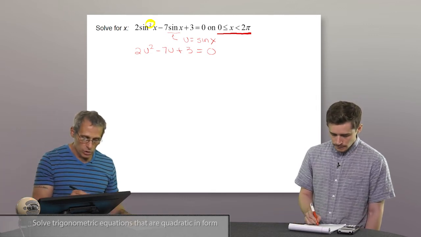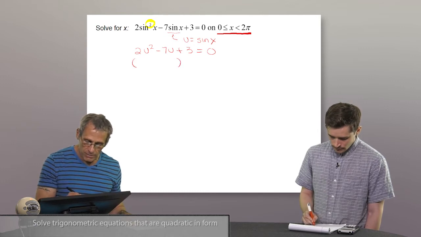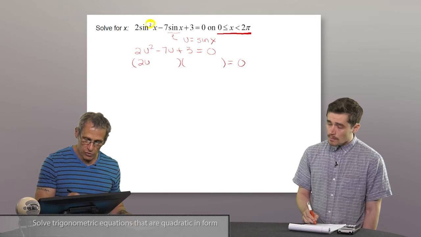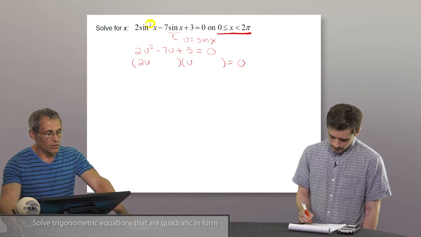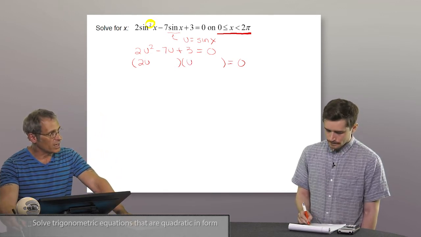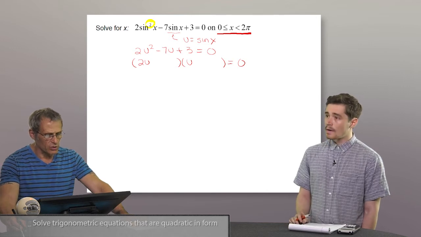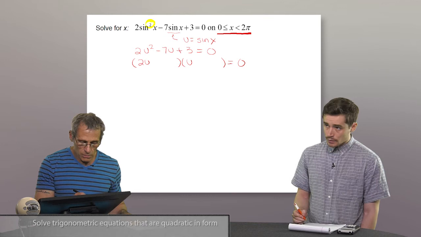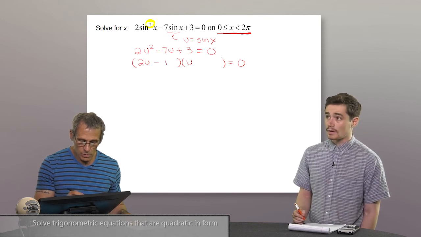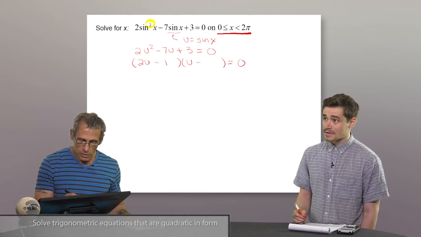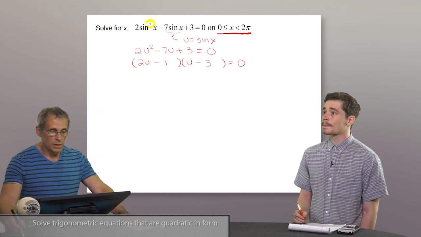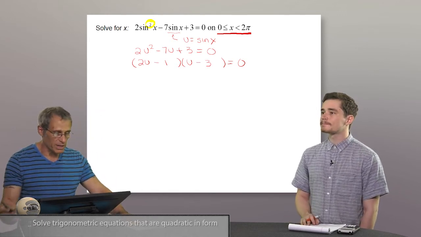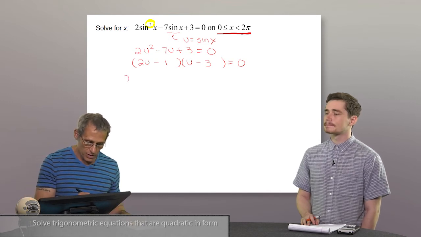Does it factor? Tell me if it factors. If I set up my parentheses, I'll do the easy part. The first terms are both obvious, 2u and u. The rest, not so obvious. Does this factor? It does. It factors to 2u minus 1 times u minus 3. Beautiful. Now I'll just set each factor to 0 and solve, but I won't be done.